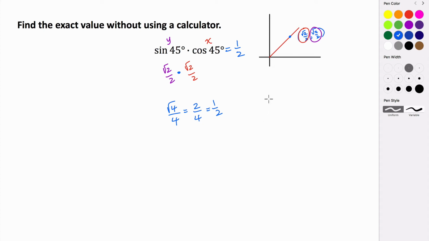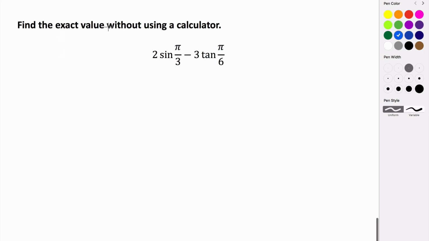So let's take a look at another example. In this example, we want to find the exact value of 2 times the sine of pi over 3 minus 3 times the tangent of pi over 6. So again, if we consider the unit circle, both of these angles are in the first quadrant. So if we consider the unit circle in the first quadrant, pi over 3, that's like a 60-degree angle, so it's going to be something like this. And then pi over 6, that's going to be a 30-degree angle, so it's going to be something like this.